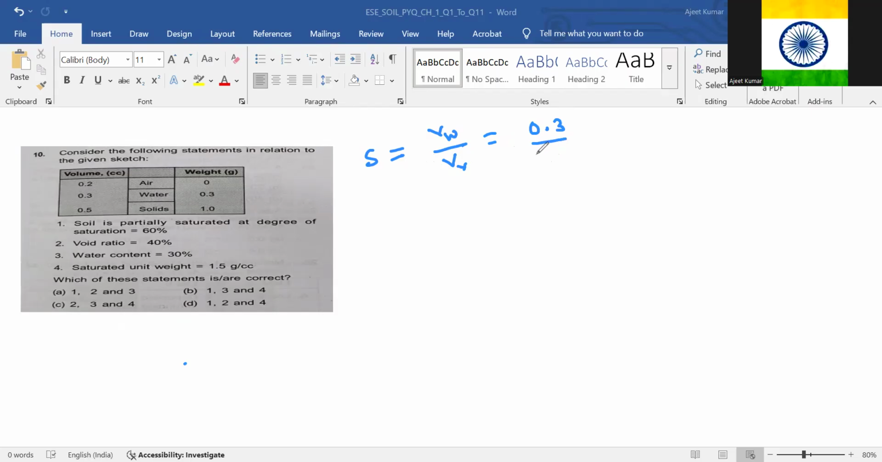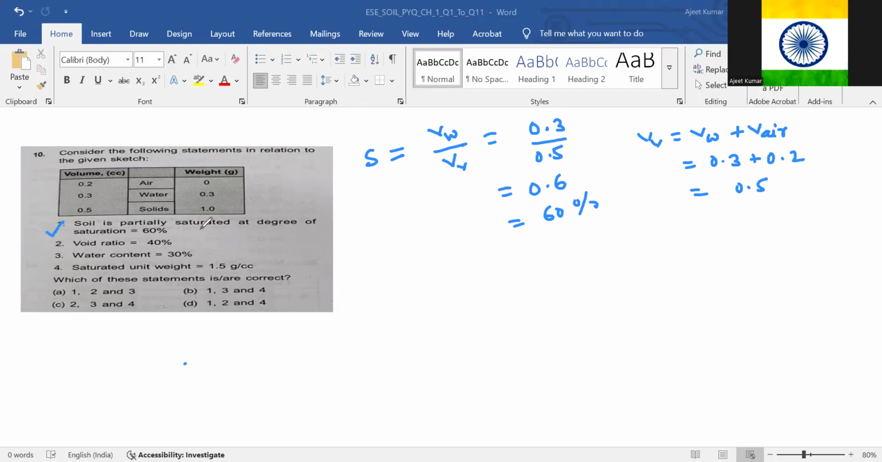So volume of voids will be volume of water plus volume of air. Volume of void has two components, that is volume of water and volume of air. If we add these two, we will get volume of void. So volume of water is 0.3 and volume of air is 0.2, so that is 0.5. If we take this ratio, then this is 0.6. So this is 60%. So first statement is correct.